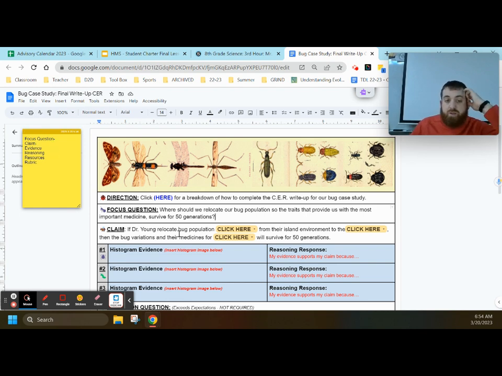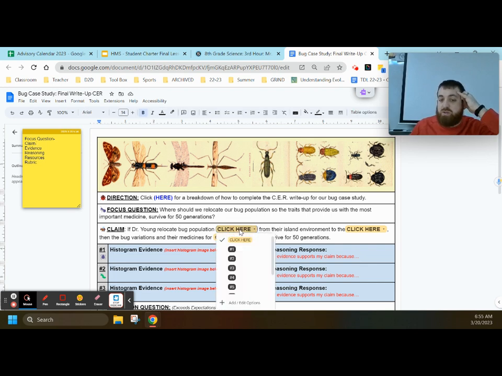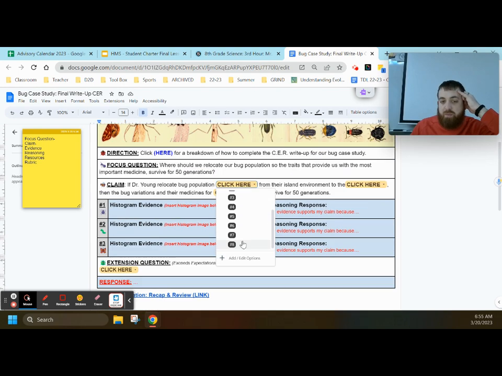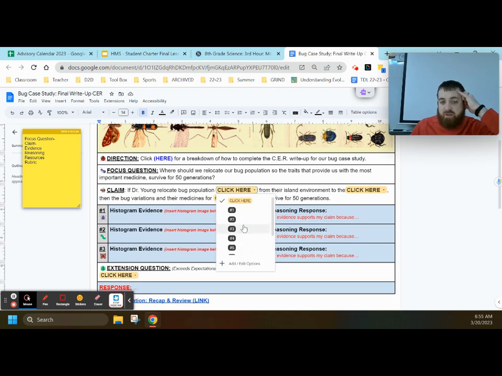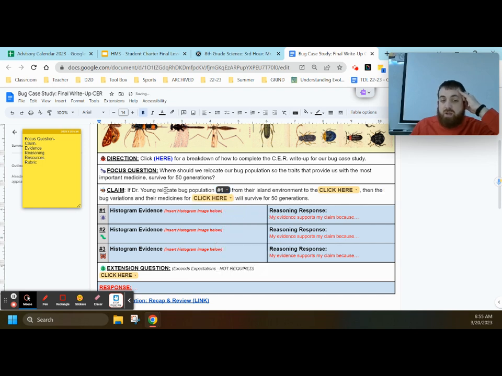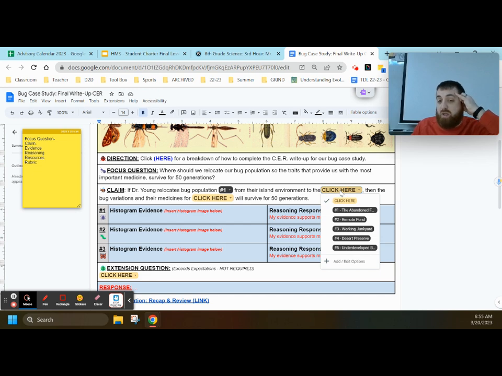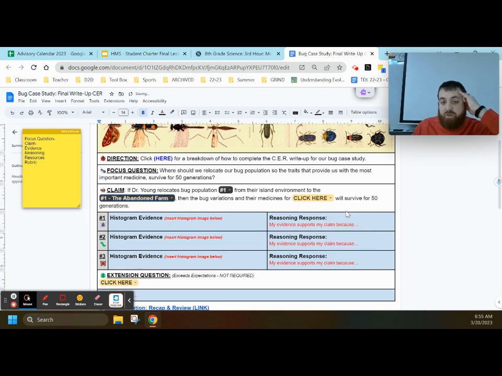And the claim is going to look a little funky because you're going to see these yellow click here boxes. So your claim, if Dr. Young relocates our bug population, you're going to choose which population you had. Did you have population 1, 2, 3, 4, 5, 6, 7, or 8? So let's say you're population 1. So if Dr. Young relocates bug population number 1 from their island environment to, and this is where you have to choose where you're going to relocate them: the abandoned farm, remote pond, working junkyard, desert preserve, or the underdeveloped beach. I'm just going to pick the very first one.